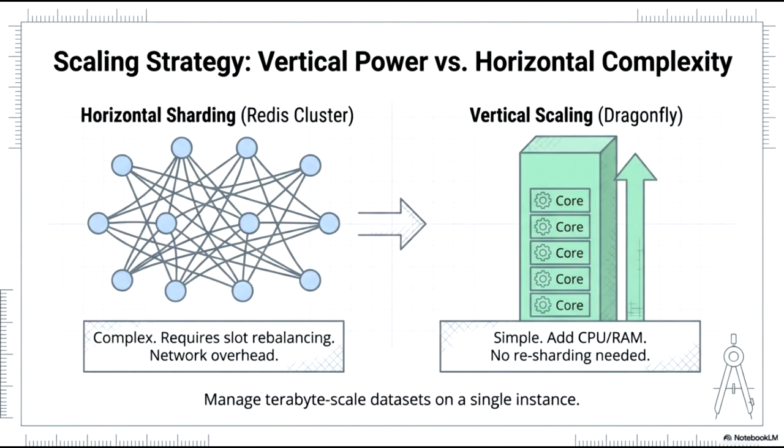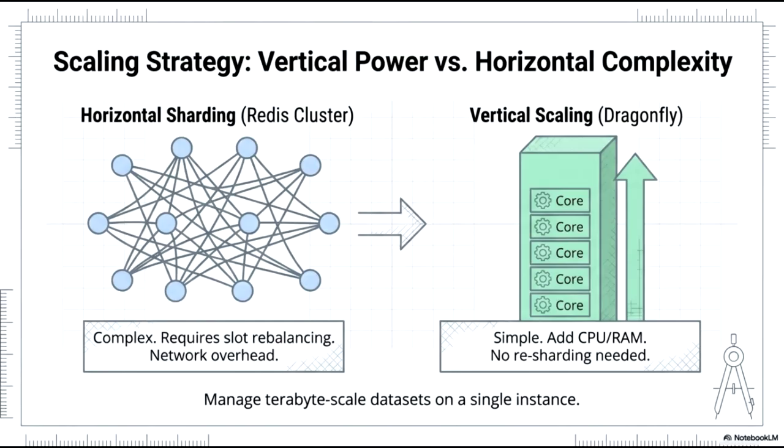When evaluating scaling strategies, it is essential to distinguish between vertical power and horizontal complexity. On the left, horizontal sharding, the traditional approach used by Redis Cluster, often results in architectural friction. It is inherently complex, requiring frequent slot rebalancing and introducing significant network overhead as nodes communicate across the cluster.